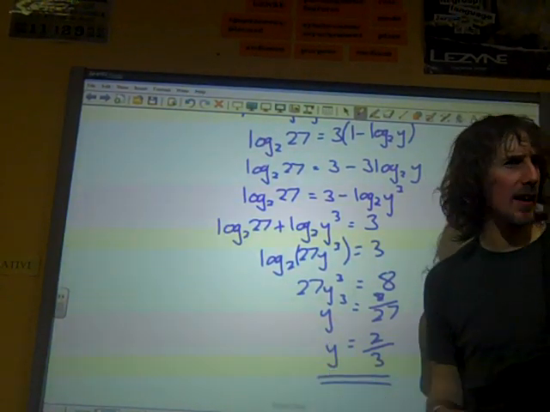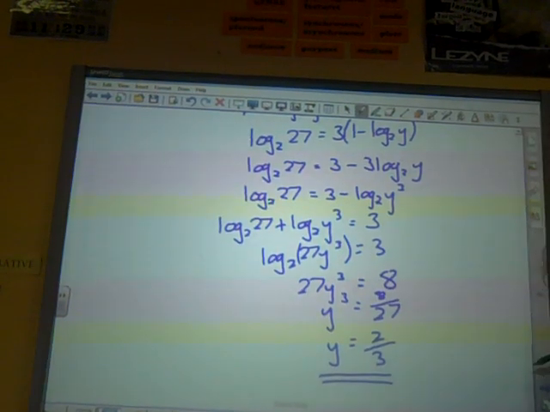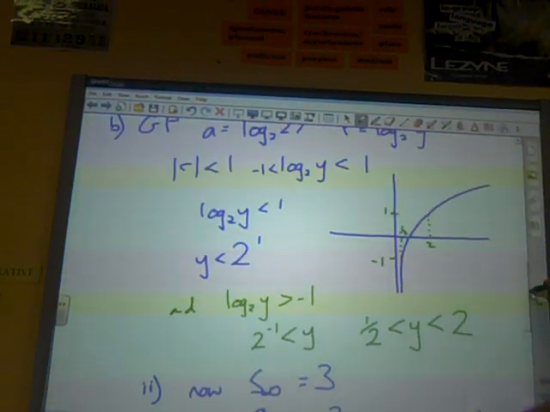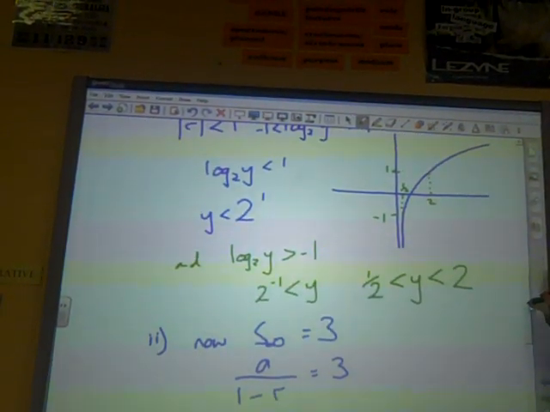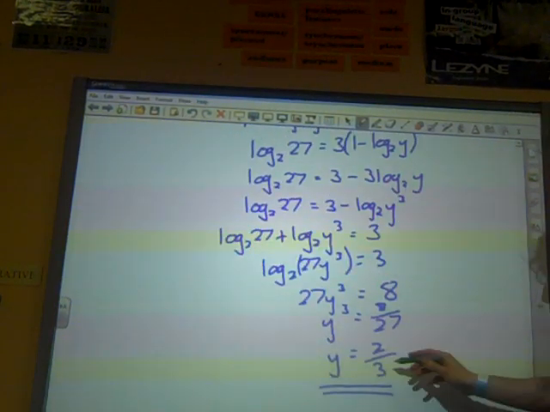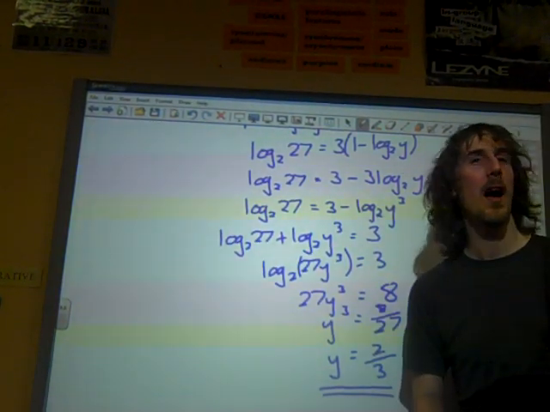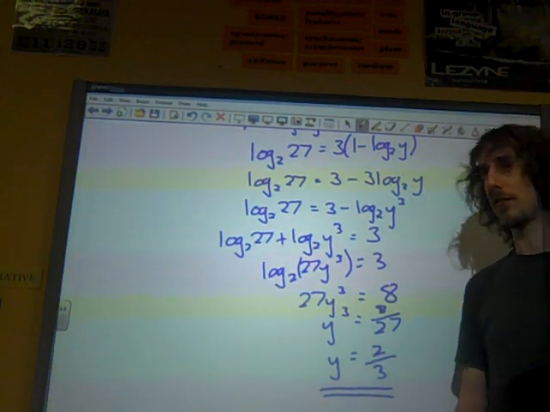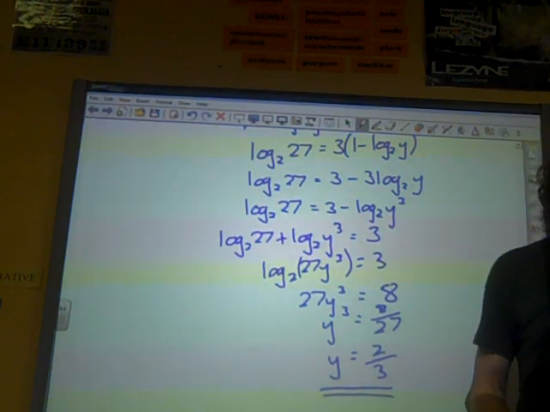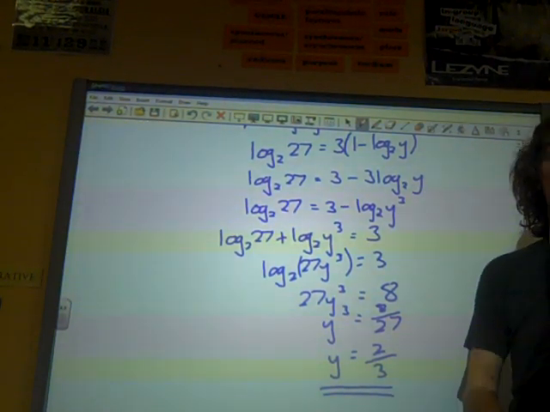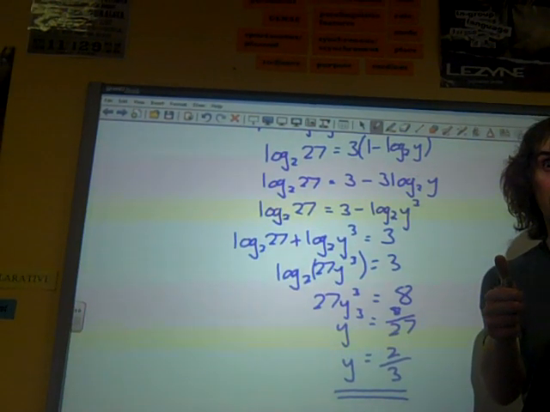Anyways, is 2/3 all right as an answer? Didn't we say that y had to be between 1/2 and 2? It is. 2/3 is between 1/2 and 2. I was a little bit nervous when it said 2/9 because I knew that that was less than 1/2. So I'm glad you pointed it out. Let's stop.